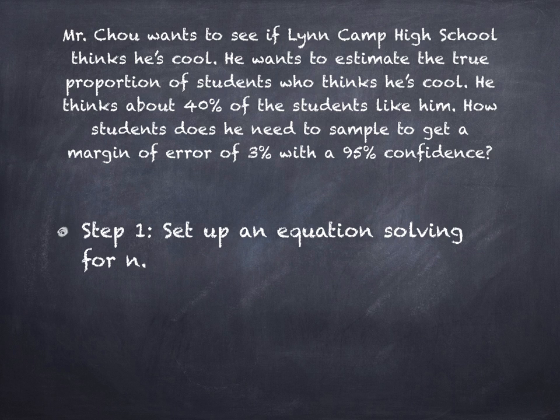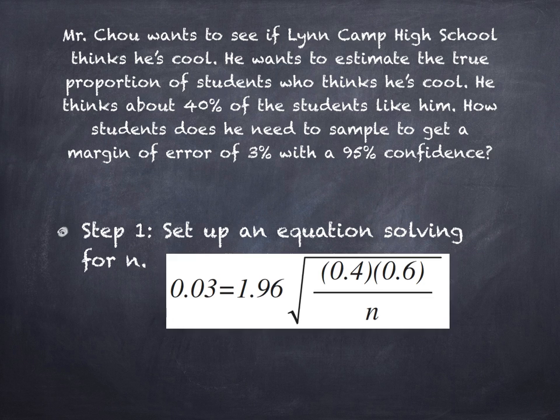So basically, we're going to use the equation for margin of error. Remember, it is the critical value times the square root of pq over n. So in this case, our margin of error is 0.03. Our critical value for a 95% confidence interval is 1.96. The proportion is 40%. 1 minus the proportion is 0.6. And we're trying to find n. So basically, we're going to take what we have right now, and we're just going to solve for n.